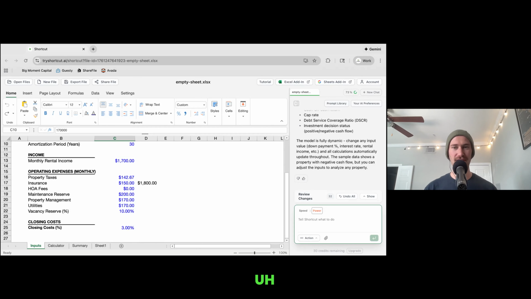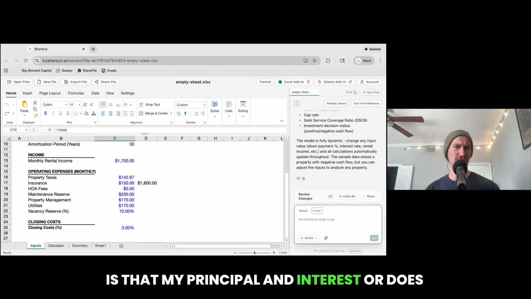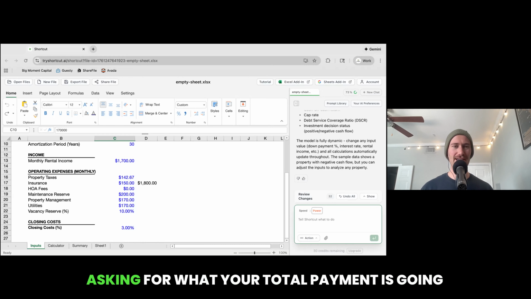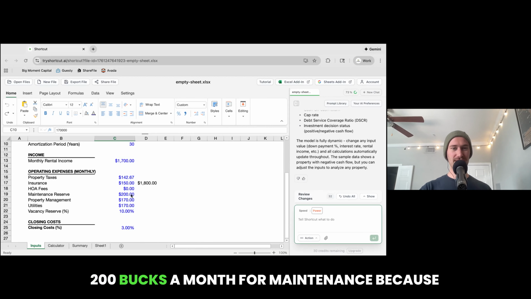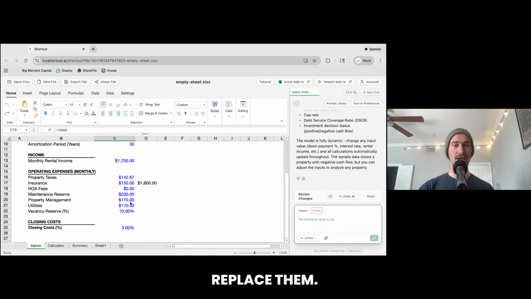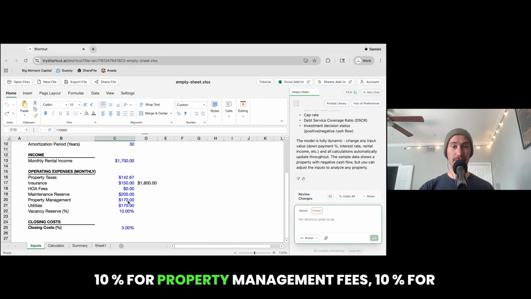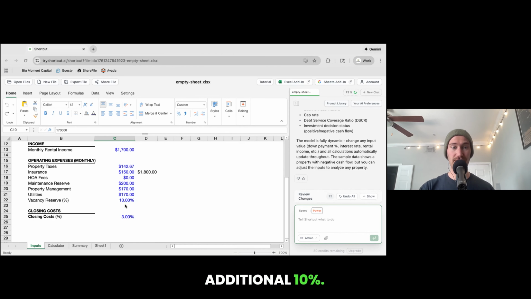So that's if you want some industry jargon, if you want to say, hey, is that my principal and interest, or does that include taxes or insurance when you're asking for what your total payment is going to be? Good fun tip there. $200 a month for maintenance because things break and you're going to need to replace them. 10% for property management fees, 10% for utilities, and then a vacancy reserve of an additional 10%.